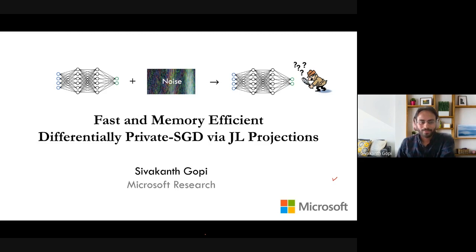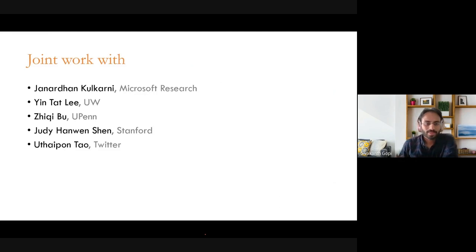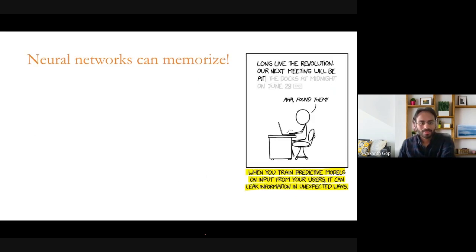So I'll talk about our work on how to make differentially private SGD faster and also more memory efficient using JL projections. This is joint work with my colleague Janathan Kulkarni, and Yin Tat Lee, Ziki Bu, Judy Han Shen, and Uttapanta.